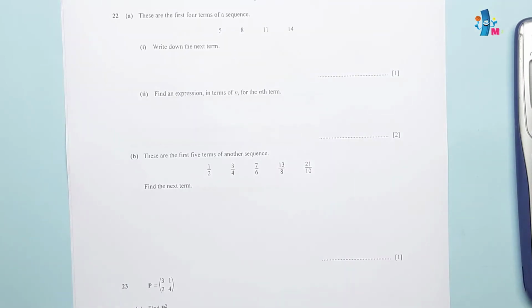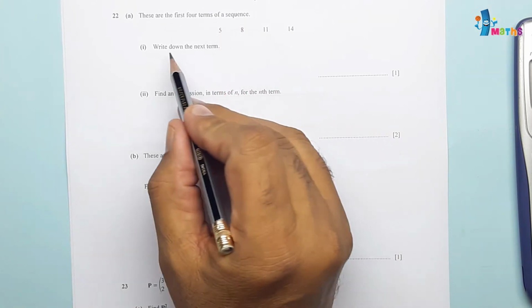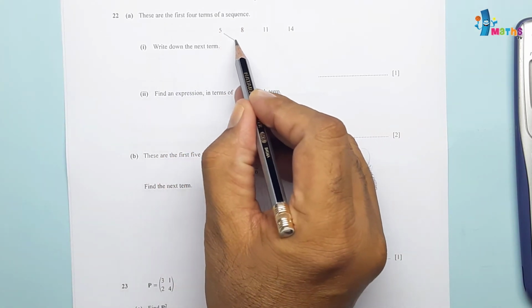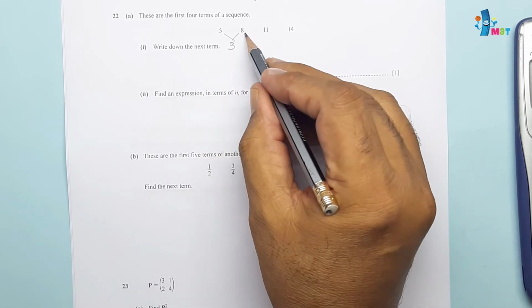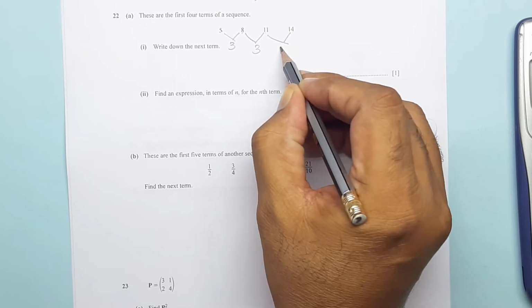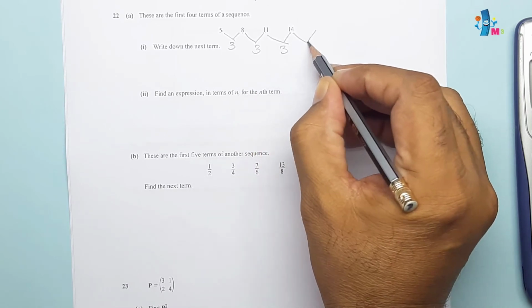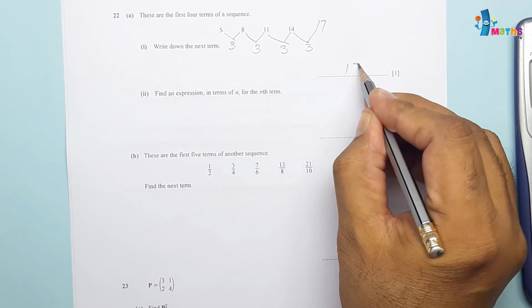Then next question is 22. Question number 22 says these are the first 4 terms of a sequence. Write down the next term. If we check, 8 minus 5 will be 3, so adding 3. 11 minus 8 is also 3. 14 minus 11 is also 3. Next term will add 3, so this will be 17.